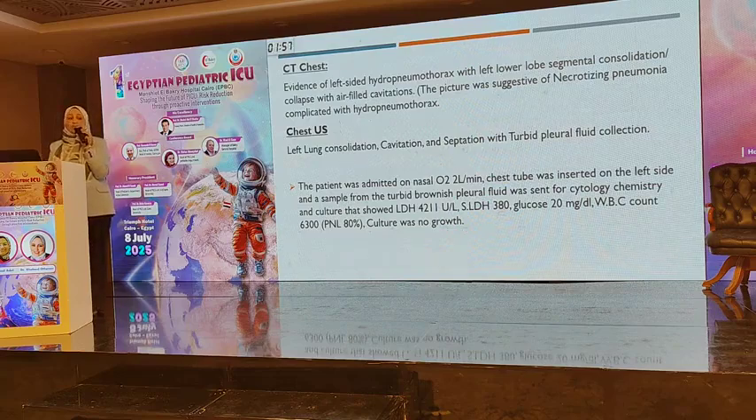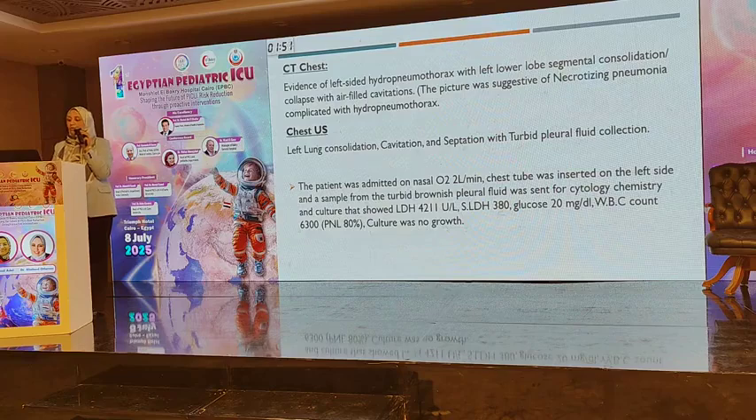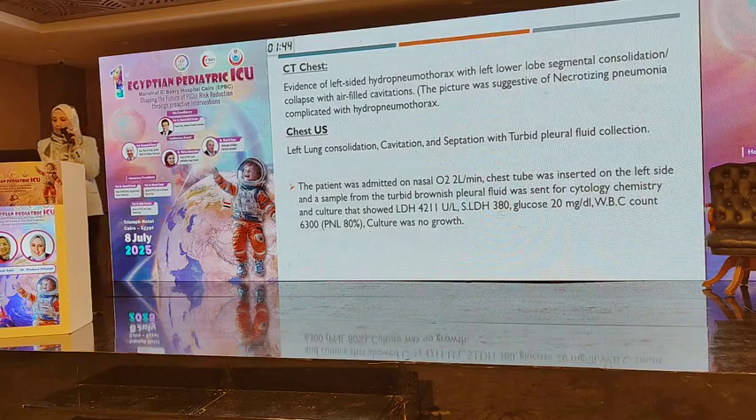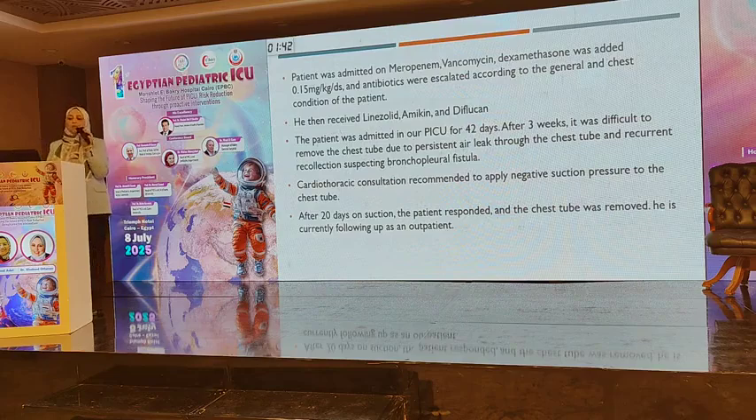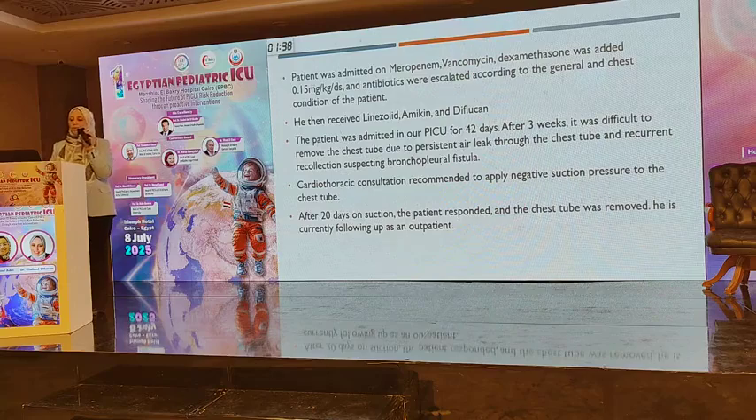chemistry, and cultures. It showed high pleural LDH 4,200, serum LDH 380, glucose 20 milligram per deciliter, white blood cells 6,300, but the culture was negative. Patient was admitted on meropenem and vancomycin. Dexamethasone was added at 0.15 milligram per kg per dose, and antibiotics were escalated according to the general and chest condition of the patient. He received linezolid and Diflucan.